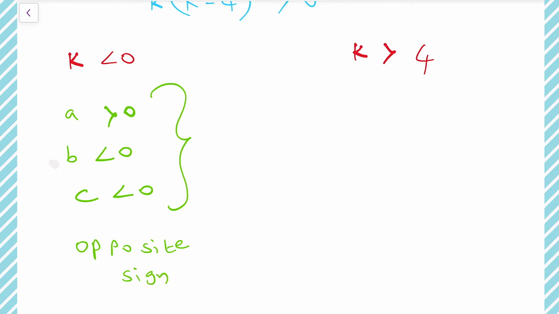Next, let us go with this. K is greater than 4. A is already greater than 0, and here b is greater than 4 and c is also greater than 4. So if all are greater than 0, then we can say that both the zeros are negative. In the first case, both the zeros have opposite signs, and in this case, both are negative. Sorry, here instead of 4, I can write 0 because it is greater than 0, right? We are comparing with 0 only. So in this case, both the roots are negative.